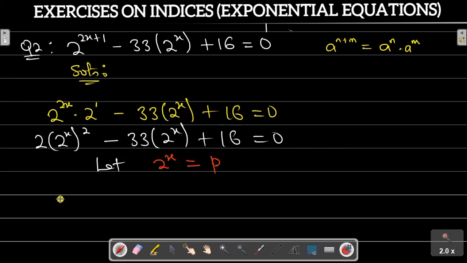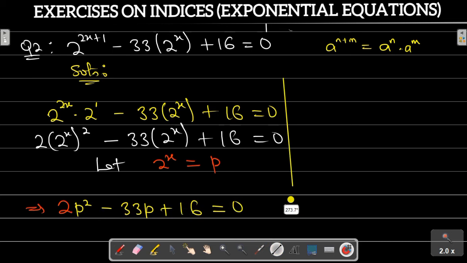So we can use the variable p there. And if we do that, we are going to have 2, that's this, we are bringing down our 2. Then this becomes 2p squared minus 33p, then plus 16, all equal to 0. All right, so immediately a quadratic equation has emerged. Okay, so we'll try to solve it maybe by factorization also.